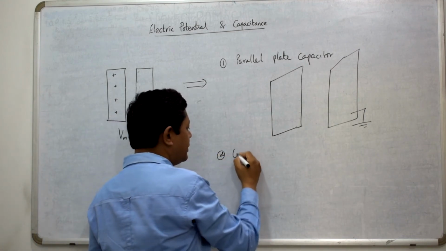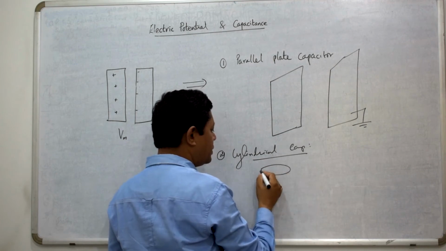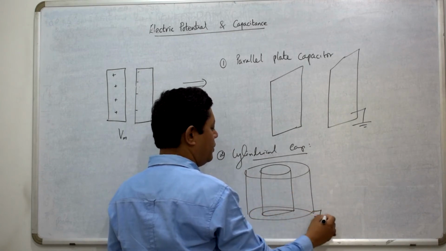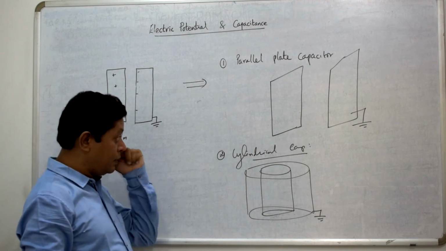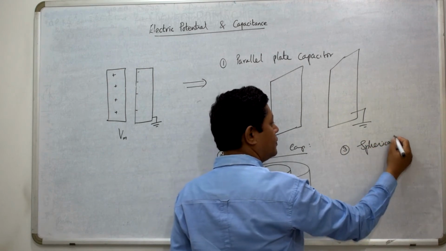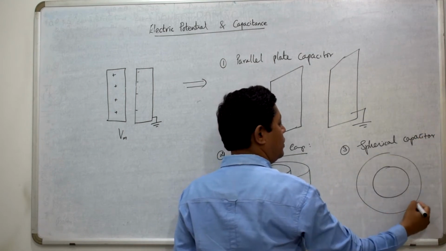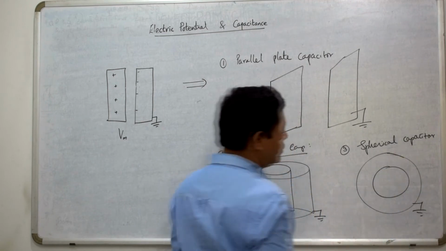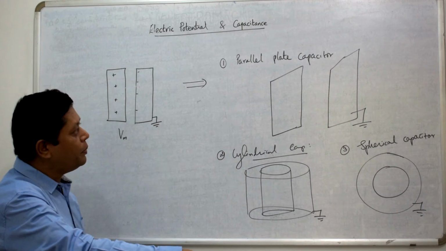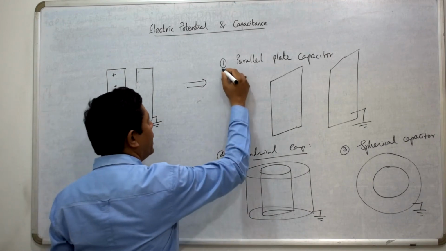Another is a cylindrical capacitor. In a cylindrical capacitor, there are two metal cylinders, an inner and an outer one. The outer one you connect to the ground, and that way you make a cylindrical capacitor. The third one is a spherical capacitor. In a spherical capacitor, there are two metal spheres, one of which is grounded. So depending on the shape of the plates, capacitors are of different types: parallel plate capacitor, cylindrical capacitor, spherical capacitor. Okay. We will discuss here the parallel plate capacitor.